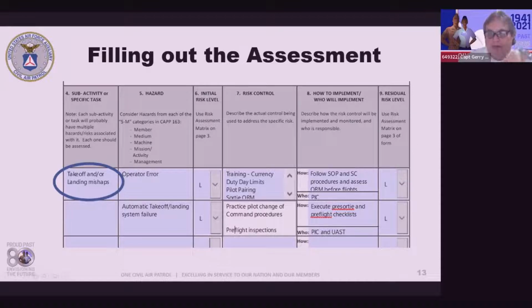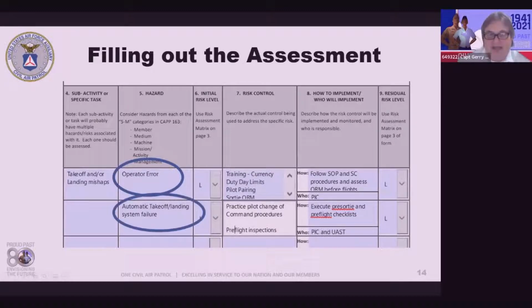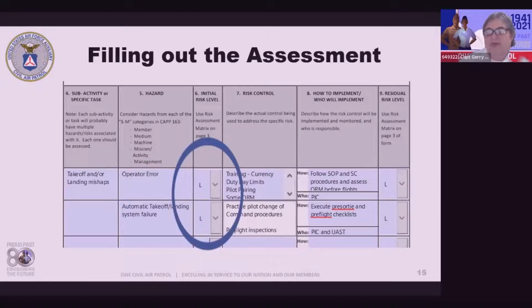When we have the operator takeoff and landing system failure, what are the initial risks? Low. We practice pilot change of command procedures, and we have pre-flight inspections. Then we have the PIC and UAST who will execute pre-sortie and pre-flight checklists. So within this category, as I said, we've got the two hazards identified and we've taken a look at them. So operator error, automatic takeoff and landing system errors, they're both low.